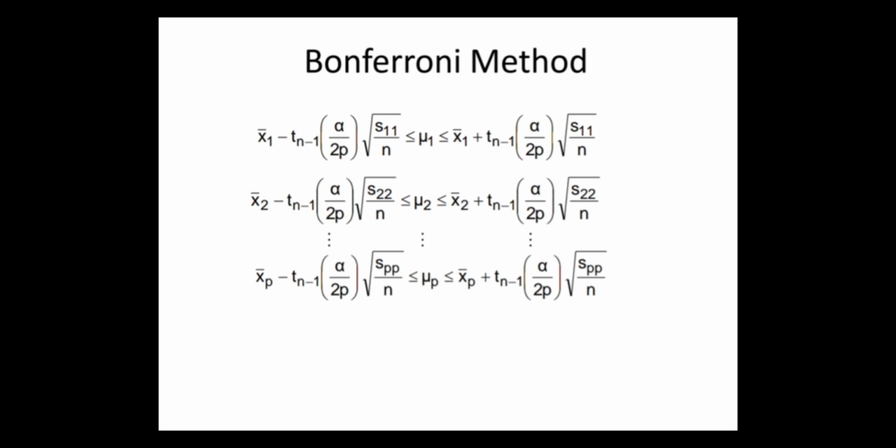Alright, so let's see the formula of the Bonferroni method. It is the same as tadi in the simultaneous T-square interval, the only difference here is that we replace the F distribution with the T distribution.